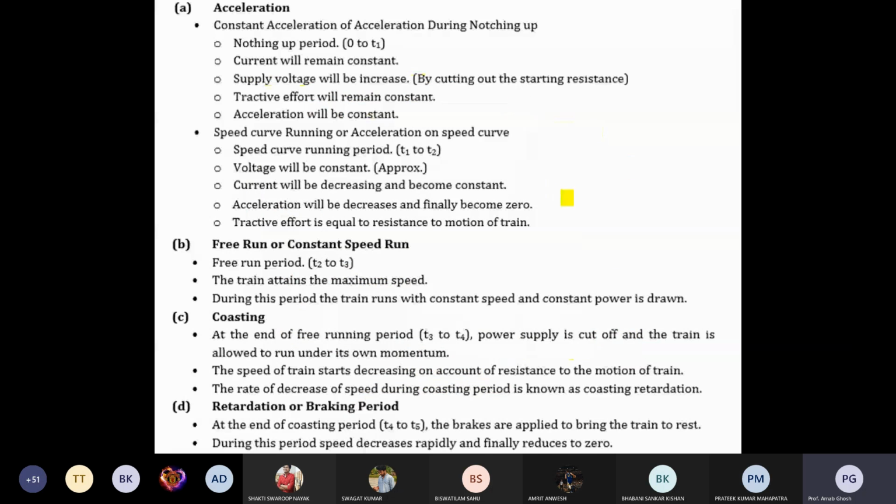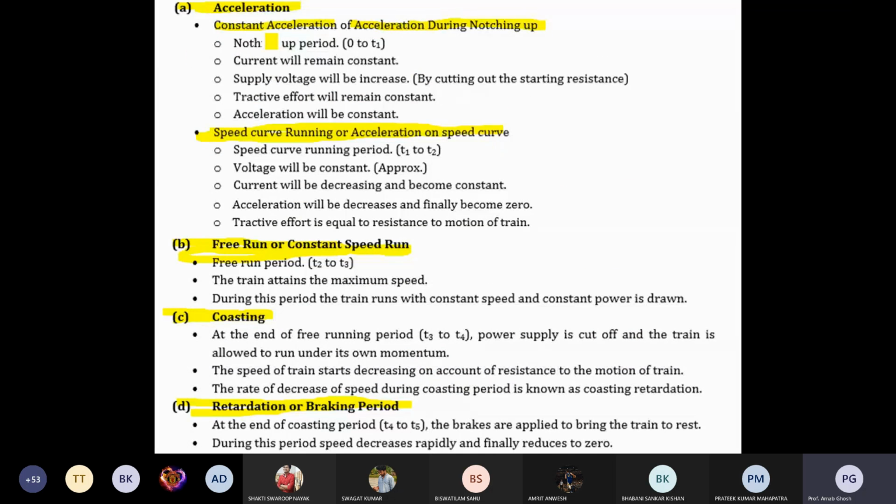So what are the most important features you need to know about. First point is your acceleration. Second point is your free run or the constant speed run. Third point is your coasting, and finally your retardation or the braking period. First, acceleration has two parts. First, constant acceleration, or the acceleration during the notching up. And the speed curve running, or the acceleration on the speed curve. So two points are important. Here acceleration is constant, so vehicle duty, you know that one.